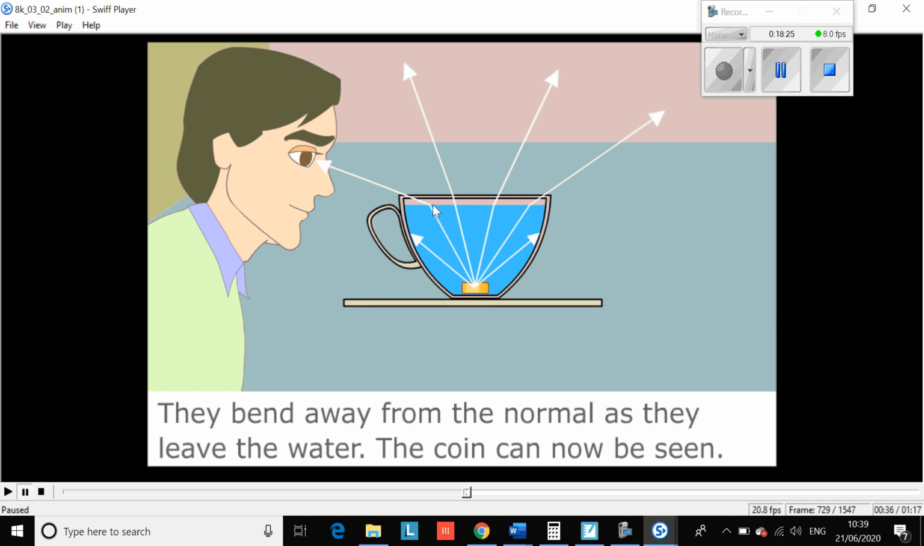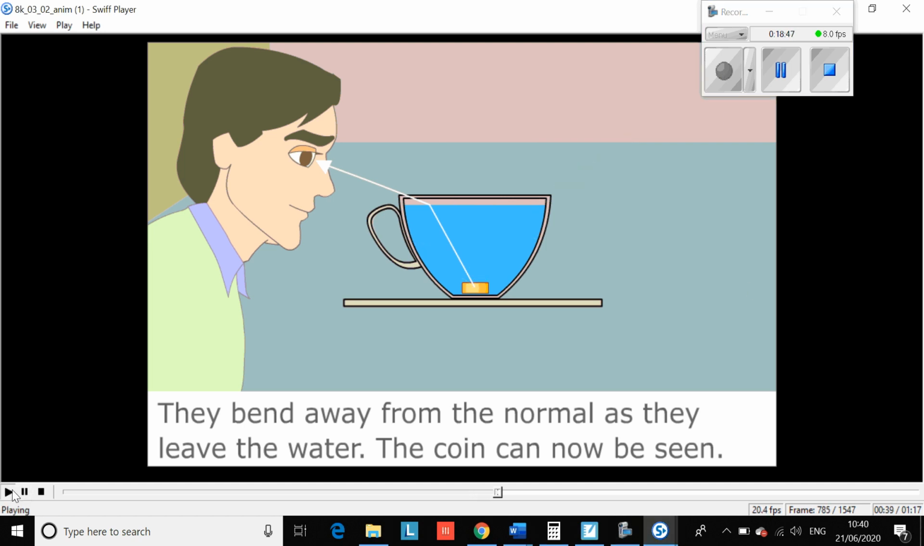So, the reflected light coming off the coin refracts at the surface of the water, because remember, water is denser than air, and it refracts into his eyes so you can now see the coin. So once again, pause the video and do that now, please. Okay, welcome back.